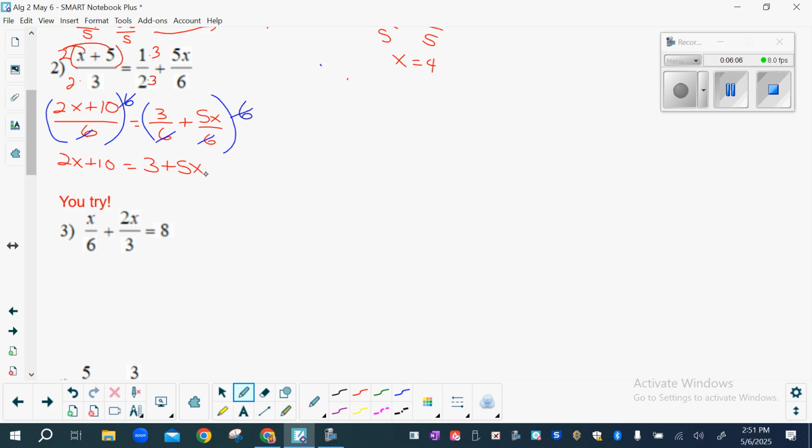Okay, so how do we combine like terms? So we're going to subtract. That's not wrong. I just like to get the x's together first, because sometimes it can create an extra step if we don't do that. So we get 10 equals 3 plus 3x. And then what next? So 7 equals 3x, and then divide by 3. X is 7 over 3.